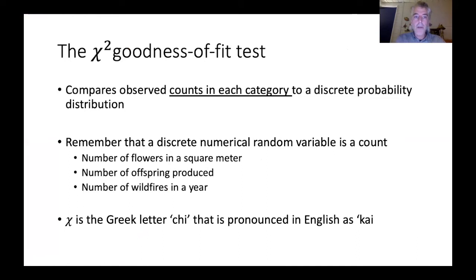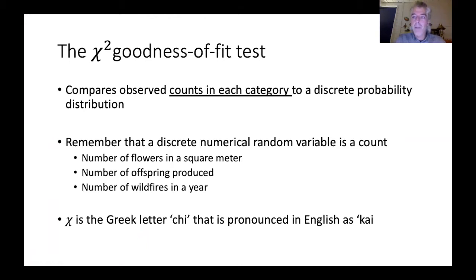And what we're going to talk about then is what's called the chi-squared goodness of fit test, which compares observed counts in each category to a discrete probability distribution. We'll get into this probability distribution in a little bit more detail later.